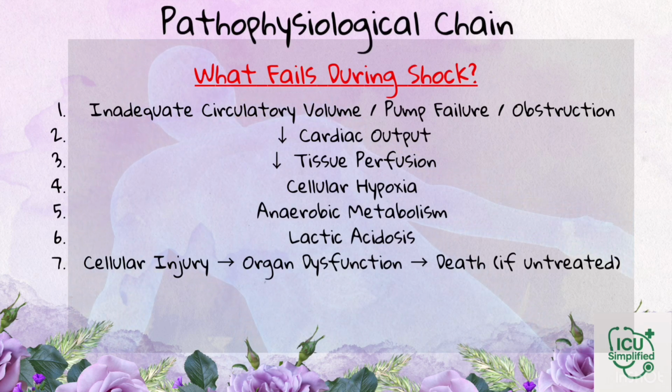So here we have created a flow chart in which we are trying to mention the key concept of the pathophysiological events that really happen. Either it's inadequate circulatory volume, pump failure, or obstruction, which lead to decreased cardiac output and decreased tissue perfusion, which in turn leads to cellular hypoxia, anaerobic metabolism, and lactic acidosis. Finally, this leads to cellular injury, organ dysfunction, and death if not treated in time.